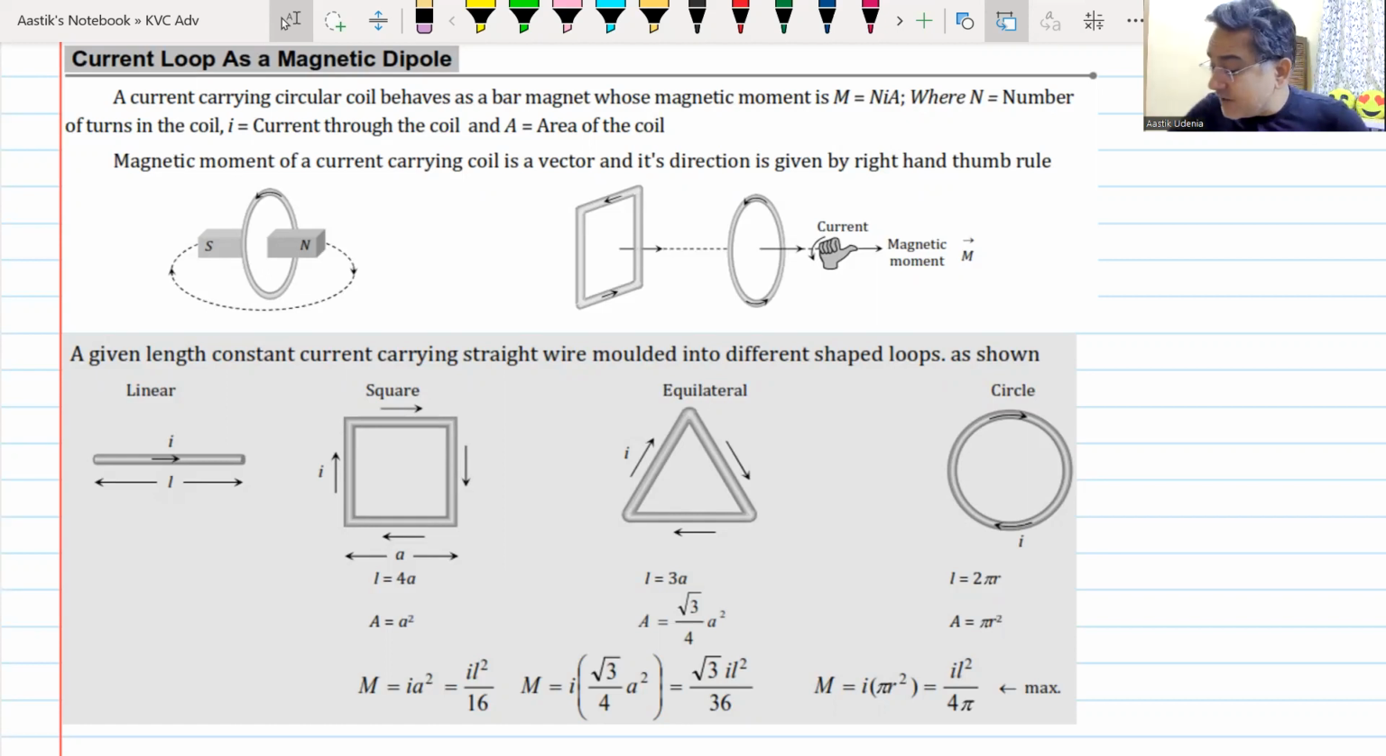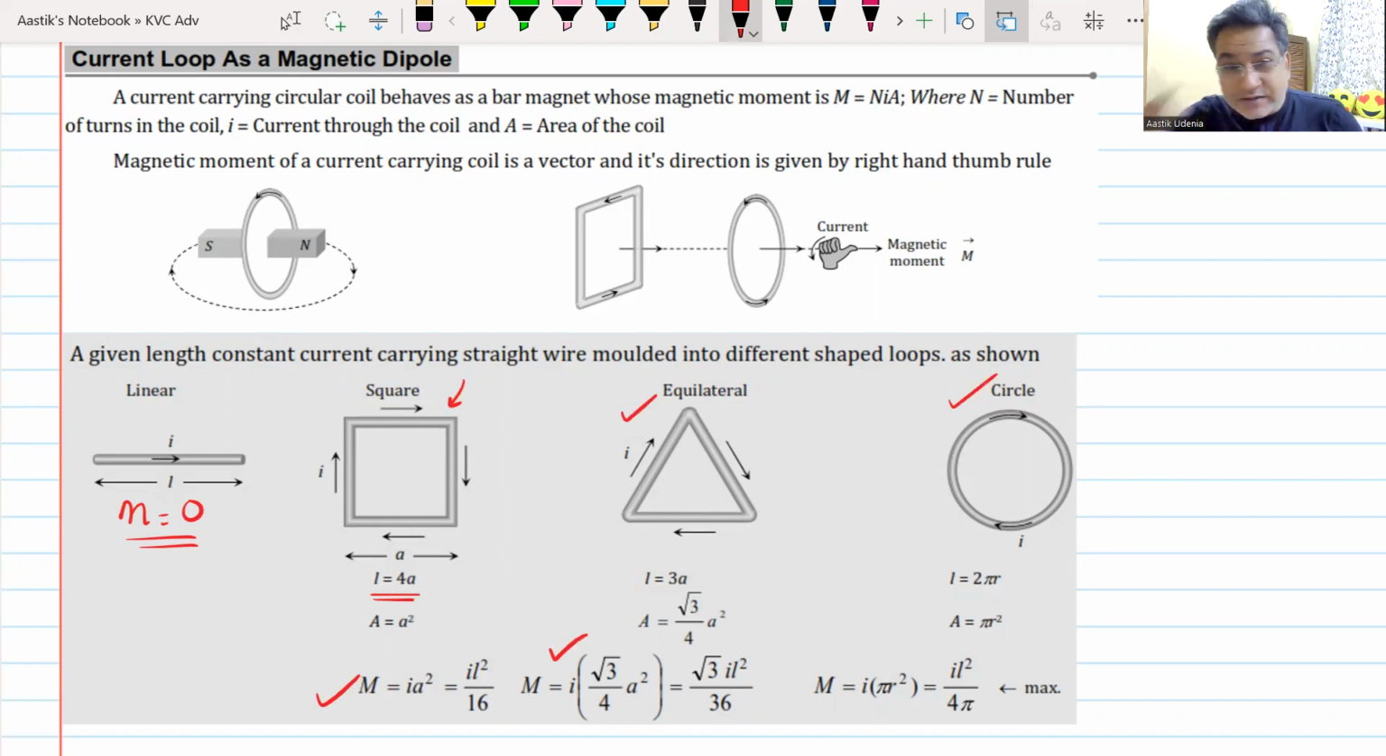If it is a straight wire, the magnetic dipole moment is taken as 0. A straight wire does not have a dipole moment. The dipole moment is only characterized with a closed loop of wire. If it is a square, with total length L, the side length will become A. The magnetic dipole moment will become like this for the same length. If it becomes an equilateral triangle, the dipole moment will become like this.